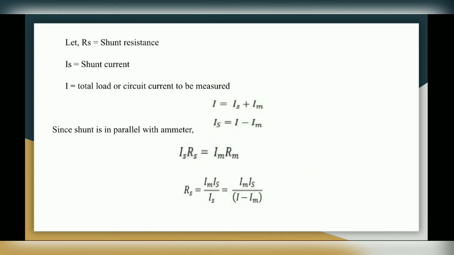Okay, so IS RS is equal to IM RM, and by solving this we can write RS is equal to IM IS upon IS. So IS value we can put as I minus IM. So this is the final expression for shunt resistance, which is RS equals IM RM upon I minus IM.